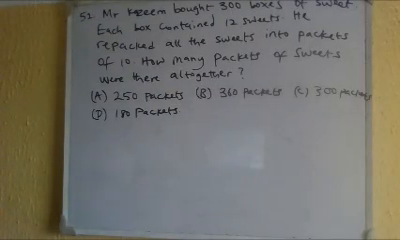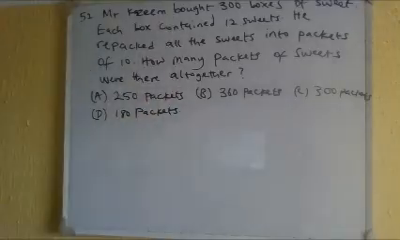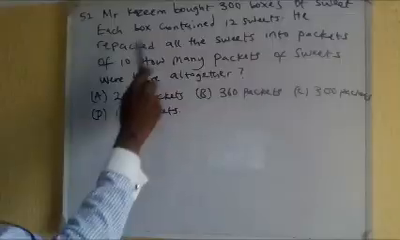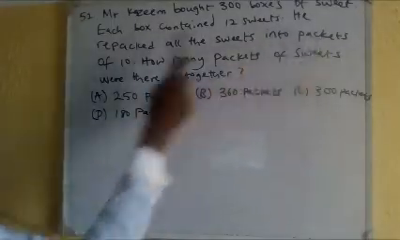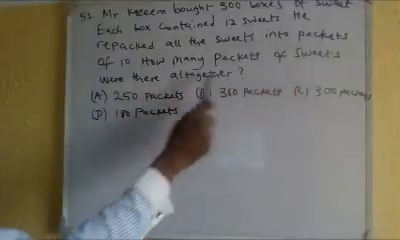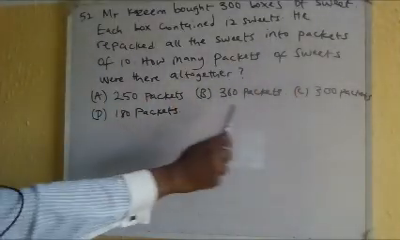Okay, so we have another question on the board here, number 52. It says, Mr. Kazim bought 300 boxes of sweets. Each box contained 12 sweets. He repacked all the sweets into packets of 10. How many packets of sweets were there altogether? So these are the options. So we're going to solve.